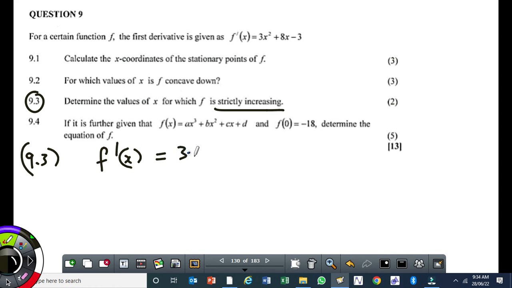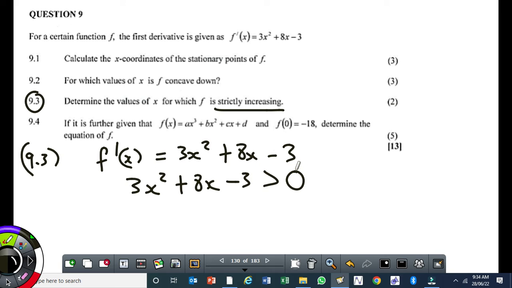Okay? Now, here you need your knowledge of quadratic inequalities. Remember quadratic inequalities? You will need that here. So, if the original cubic function is strictly increasing, it means its first derivative must be greater than 0. Okay? It must be greater than what? 0.